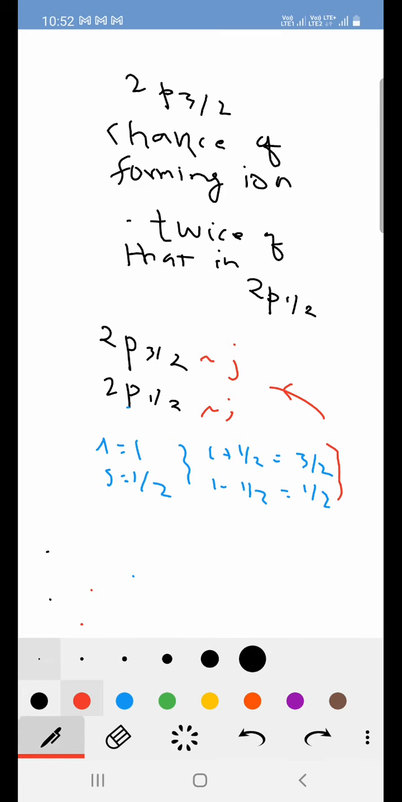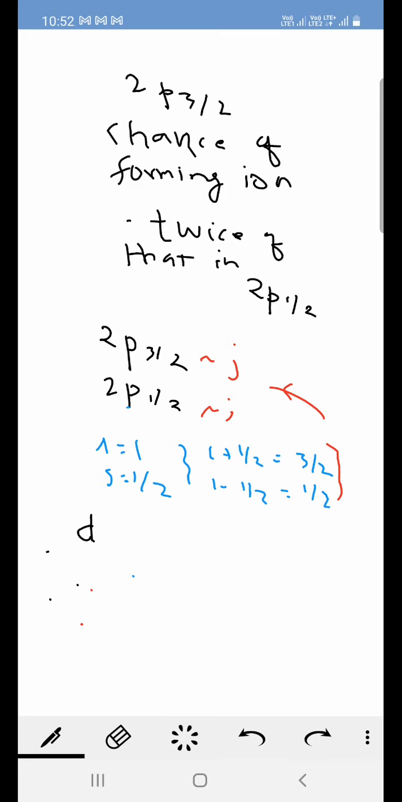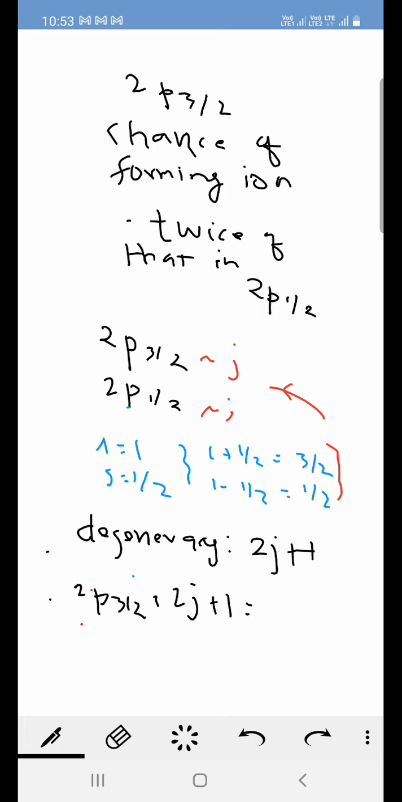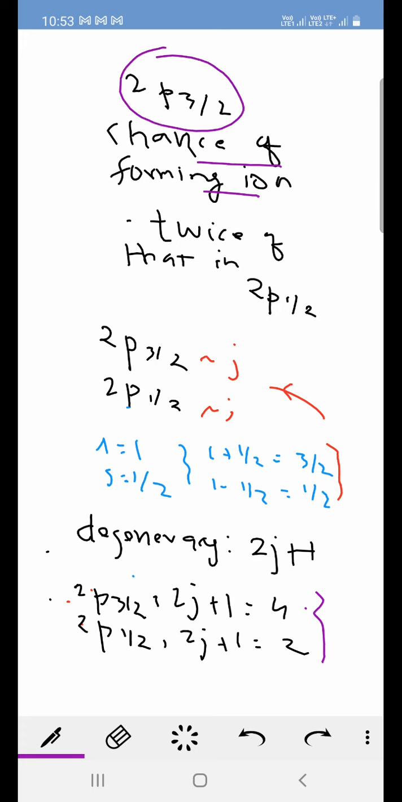So if you consider these are the J levels, the degeneracy is 2J plus 1. So for the 2p 3/2 state, 2J plus 1 is equal to 4, and for the 2p 1/2 state, 2J plus 1 is equal to 2. So that also justifies the fact that the chance of forming an ion is twice in the 2p 3/2 state, because the degeneracy is twice compared to the 2p 1/2 state.